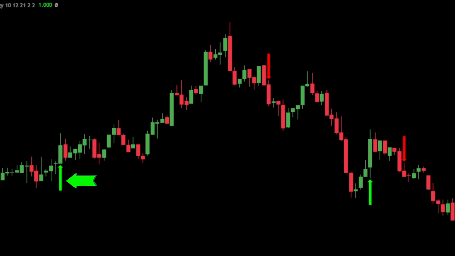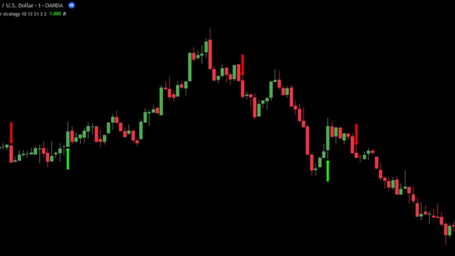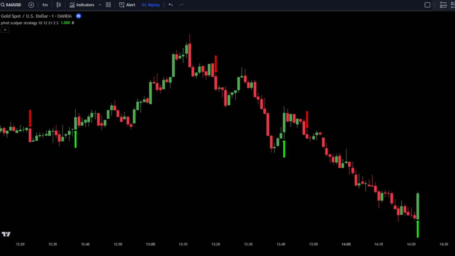If a green arrow appears below the candlestick, that's a signal to buy. On the other hand, if a red arrow appears above the candlestick, that's a signal to sell. However, this indicator works better when combined with another indicator that can guide you on market trends. Now, add one more indicator to serve as a trend guide in the market.